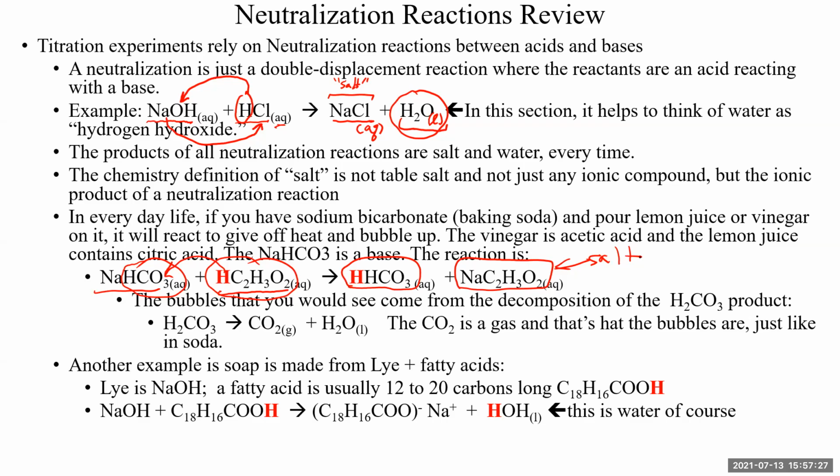Now, in this case, because the base we were using was not a hydroxide, a metal hydroxide base, it wasn't a strong base, this ended up not being water and salt, but an acid and salt. Remember, water is technically the conjugate acid of hydroxide. In this case, we ended up with the conjugate acid of bicarbonate ion, which is the acid, carbonic acid.